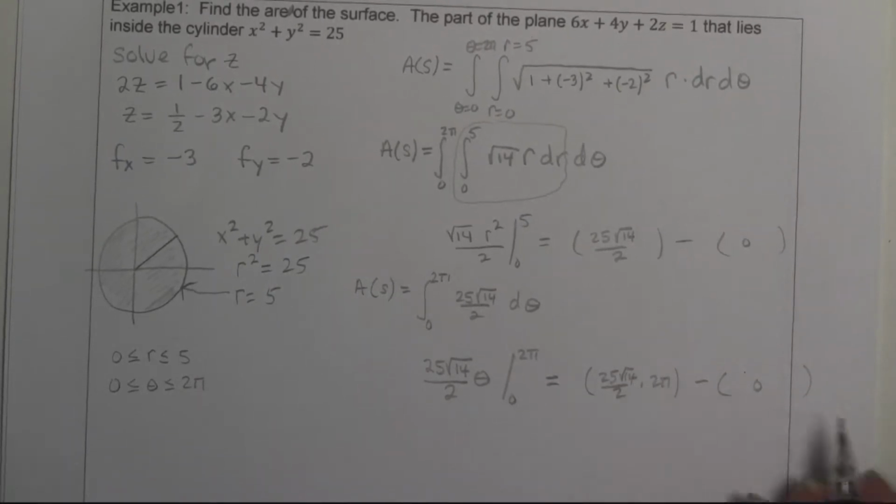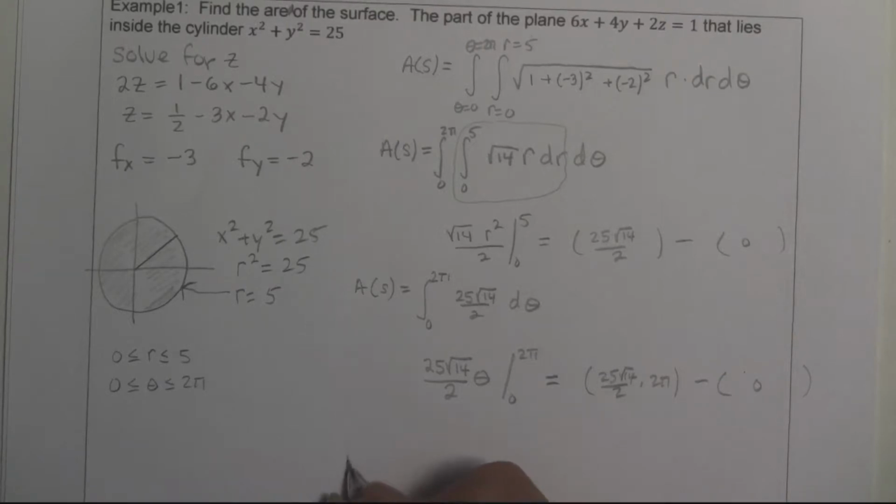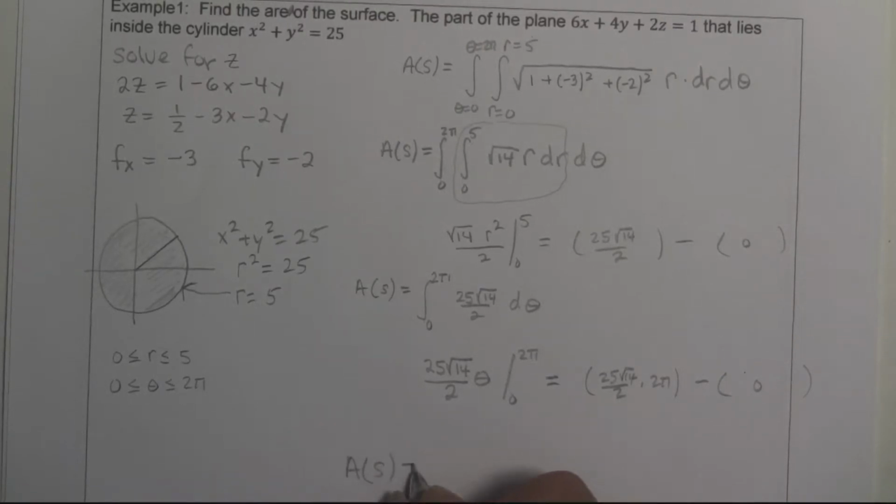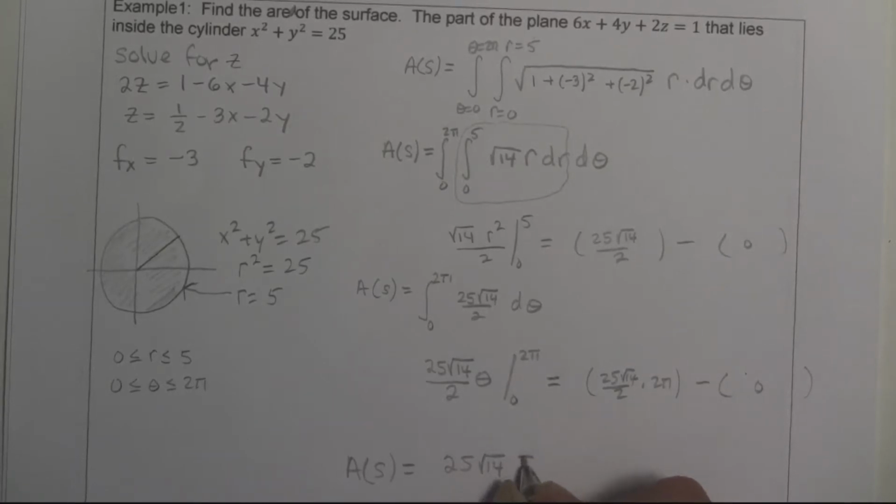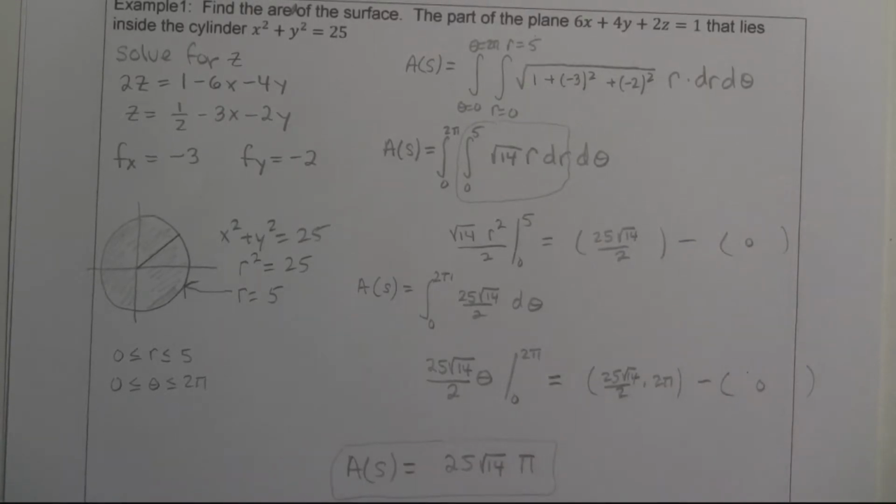And so the 2's cancel out, and I end up with my area of the surface being 25 square root of 14 pi, because the 2's canceled, and that's what I have. So I did a lovely job on that.